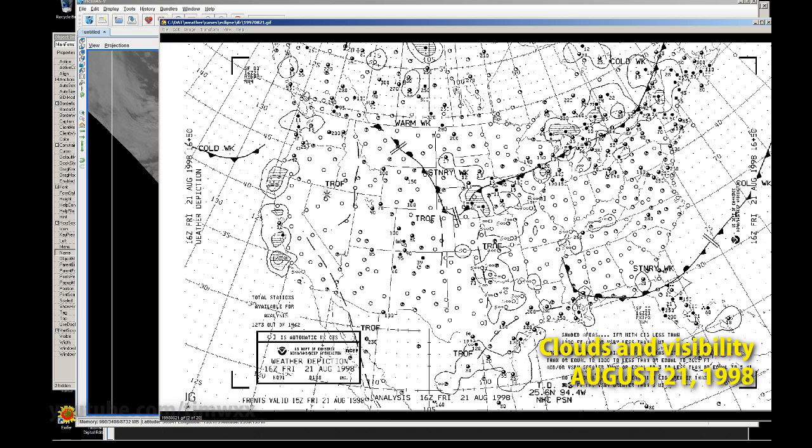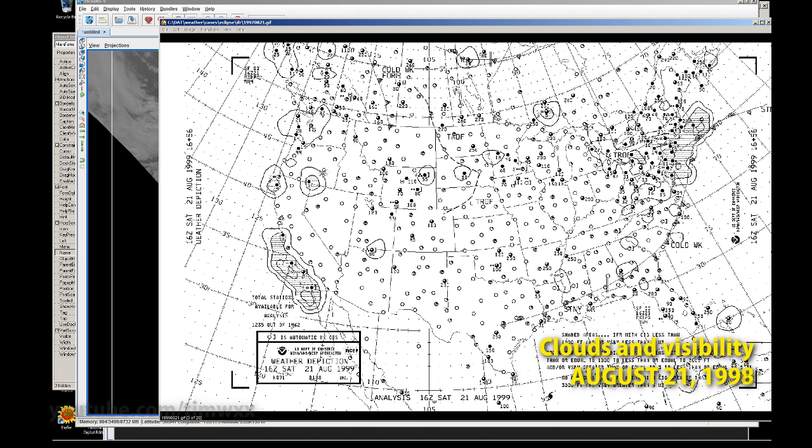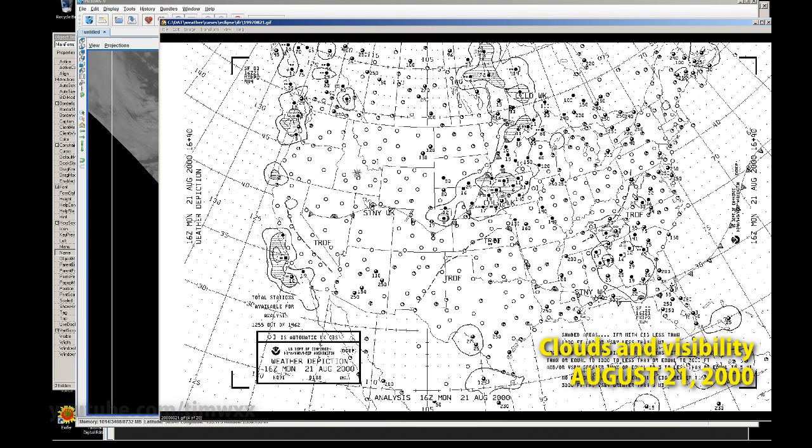98 was a little bit worse. You can see Portland right there going under with almost overcast conditions. 1999 was also kind of questionable. A lot of cloud cover in Idaho. 2000 was a very good year. You can see clear skies everywhere.